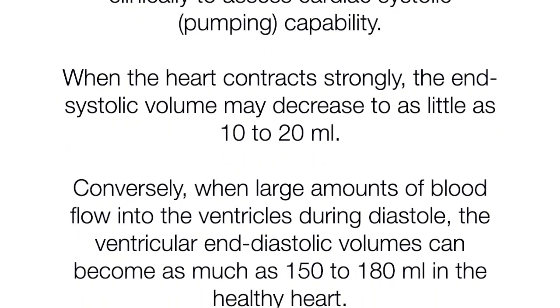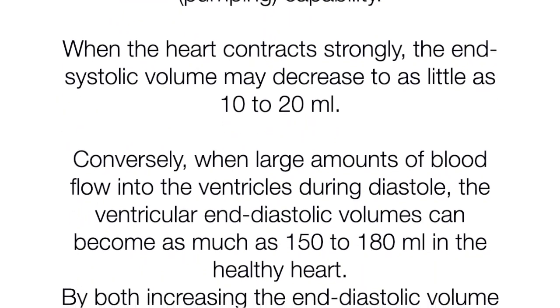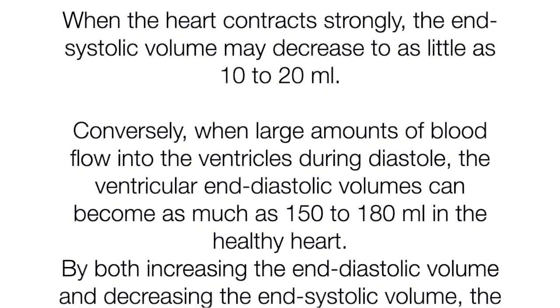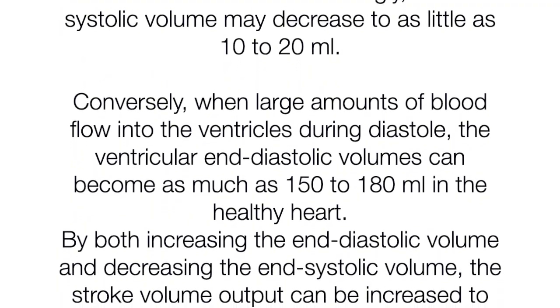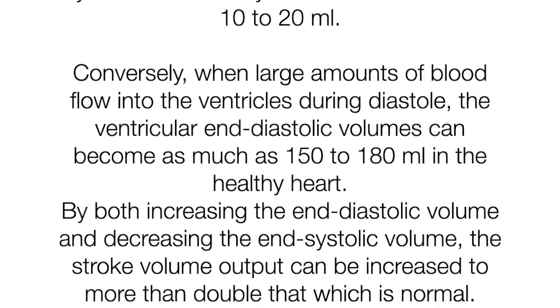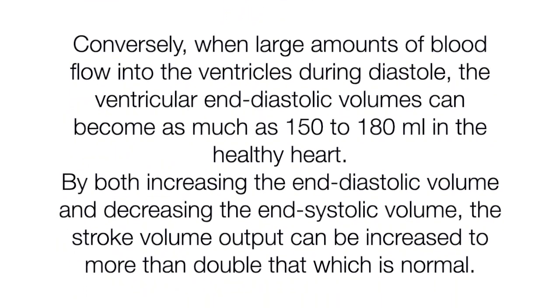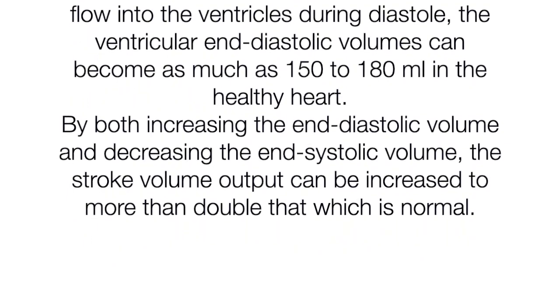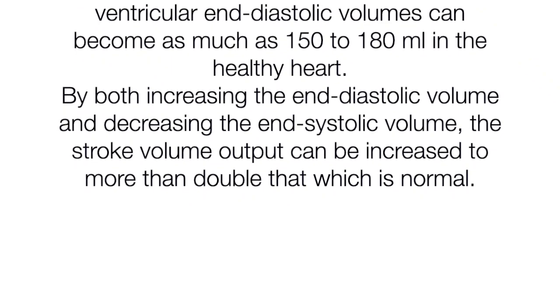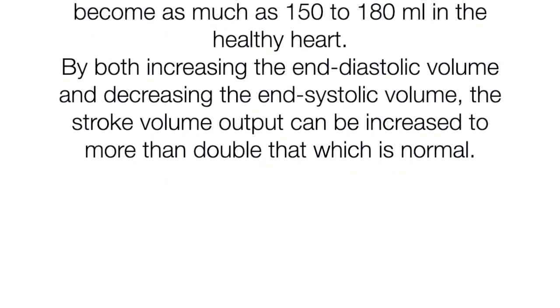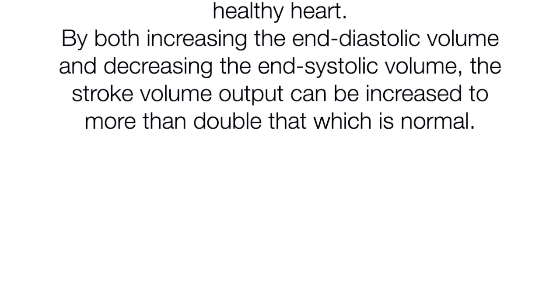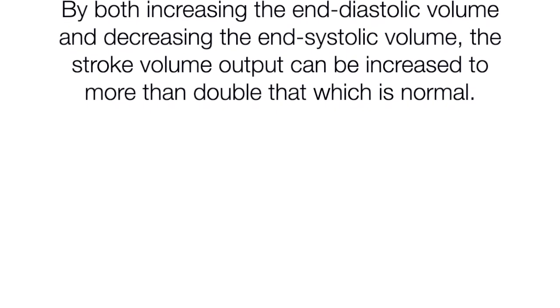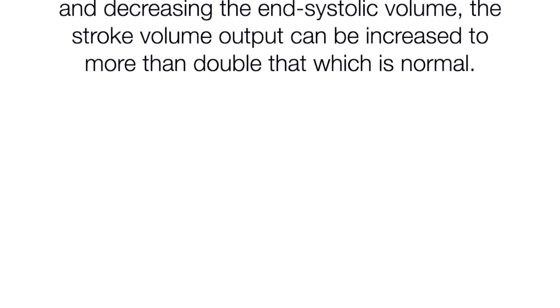When the heart contracts strongly, the end systolic volume may decrease to as little as 10 to 20 ml. Conversely, when large amounts of blood flow into the ventricles during diastole, the ventricular end diastolic volumes can become as much as 150 to 180 ml in the healthy heart. By both increasing the end diastolic volume and decreasing the end systolic volume, the stroke volume output can be increased to more than double that which is normal.